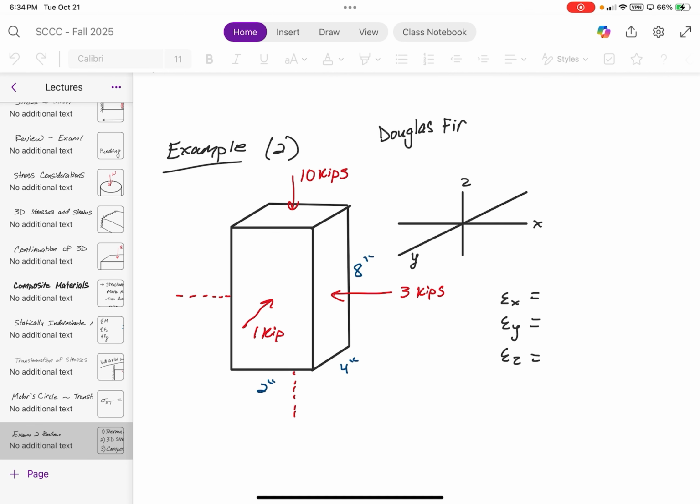I'll give you guys another 5 minutes. You guys should have epsilon x, y, and z now. Why is it negative? All 3 values should be negative. They're all causing compression on the material.